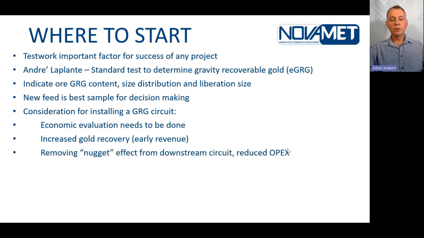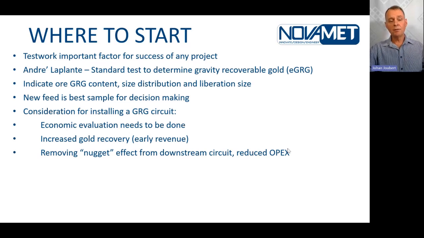Now, gravity circuits remove quite a large portion of gold and almost all of this big gold, or the nuggets, like we like to call it. So there's definitely savings downstream. And these are normally when we have lower carbon strippings, in other words, lower elutions or fewer elutions. And also the gold loading on the carbon becomes drastically less. The whole inventory becomes less.